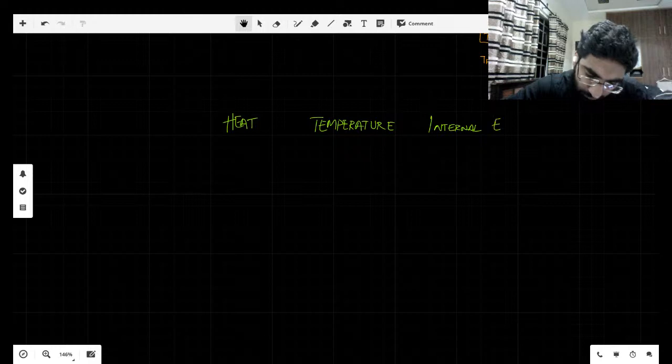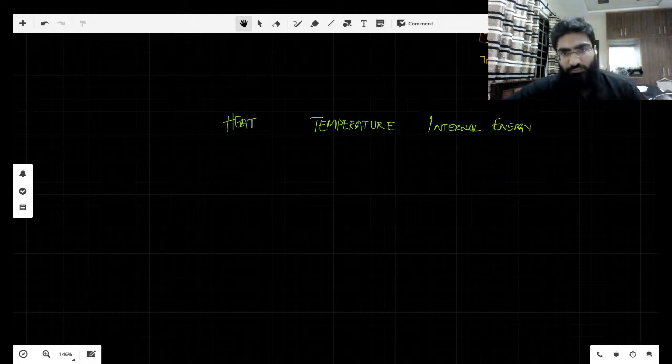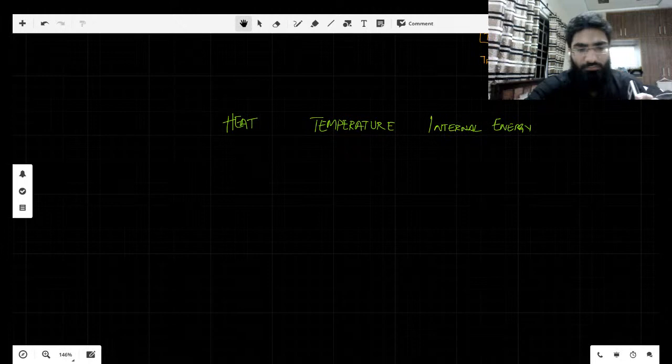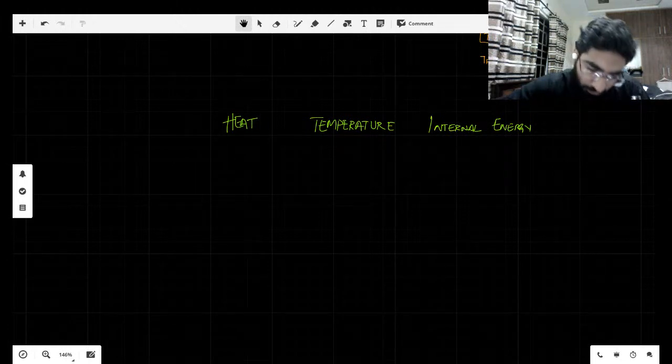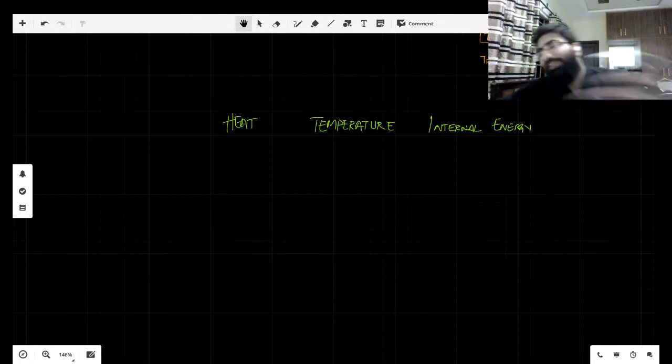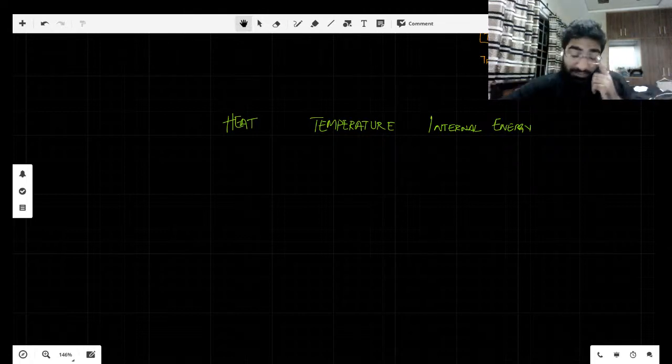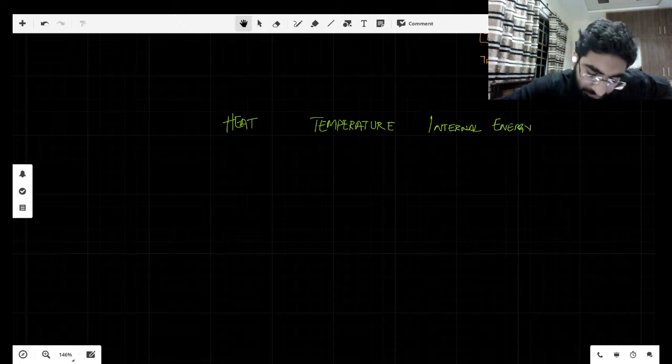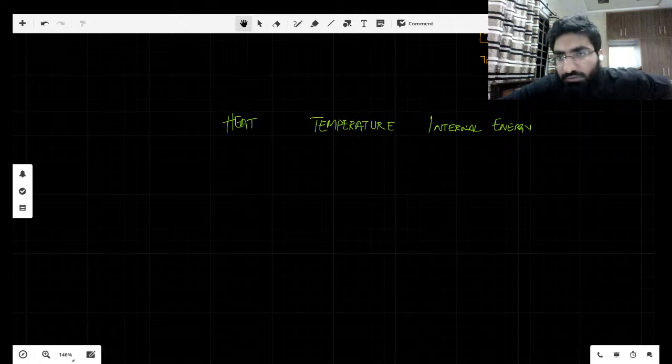Heat is like how hot something is. I mean, how do I know how hot something is? By knowing the temperature. And how do I know the temperature? By internal energy. So internal energy is the total energy of all the molecules within the body, right? Wait, can you repeat that?